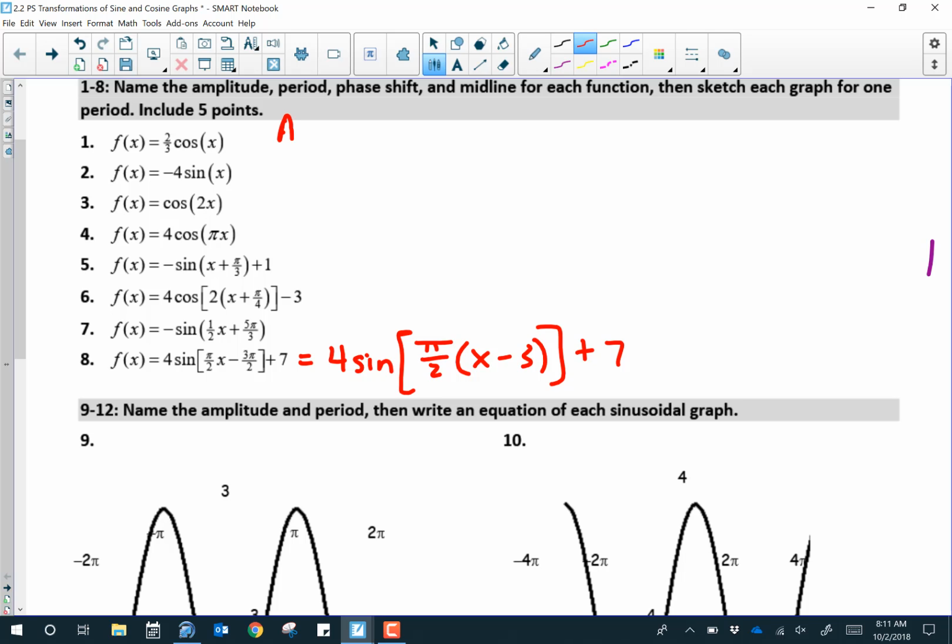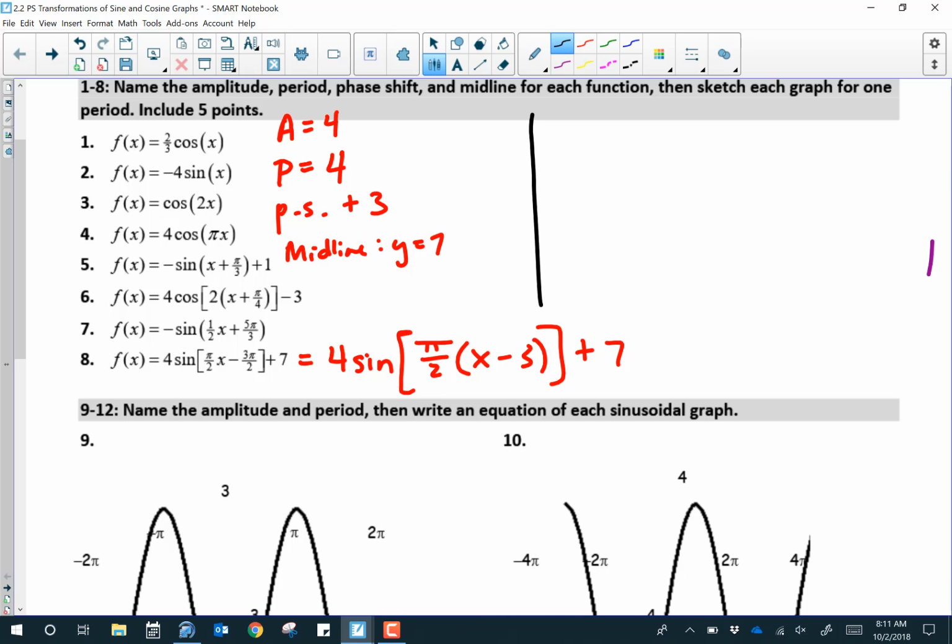So the amplitude is 4. The period, what's the period? 2 pi over pi over 2, which would be 4, correct. Okay, the phase shift would be plus 3, and then my midline would be y is equal to 7. All right, so then when I do my tick marks, I have a midline of 7.